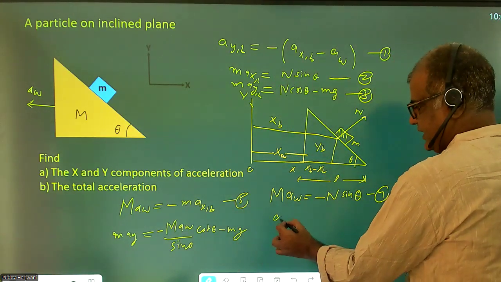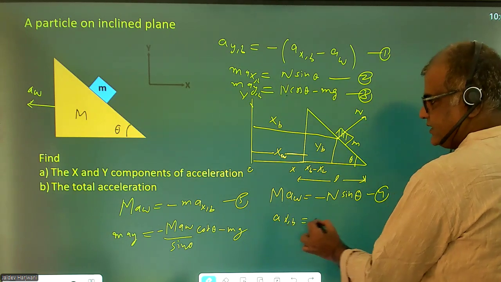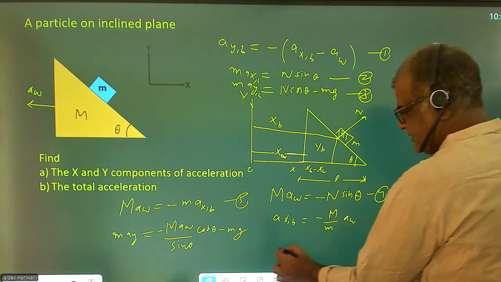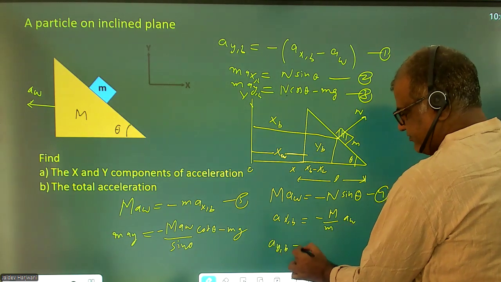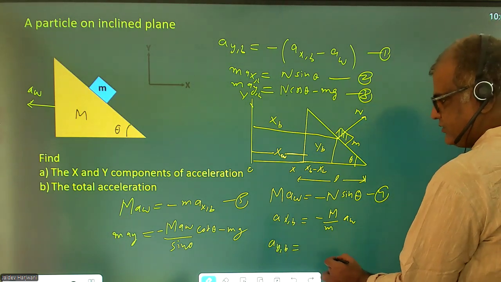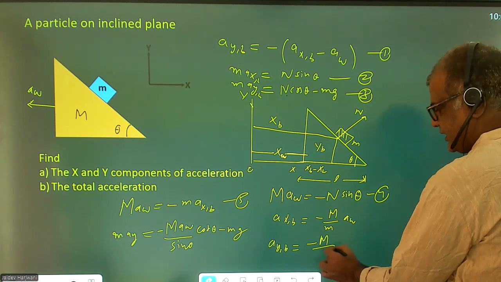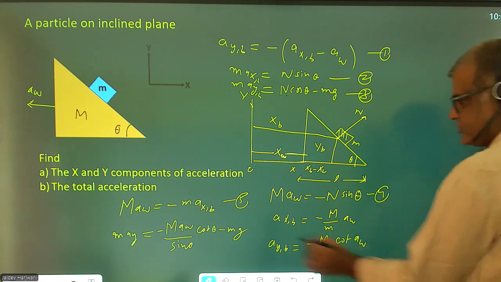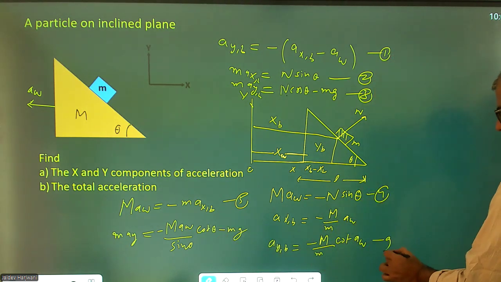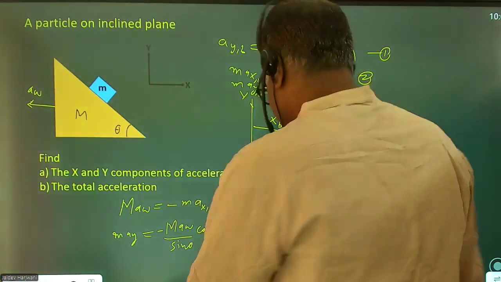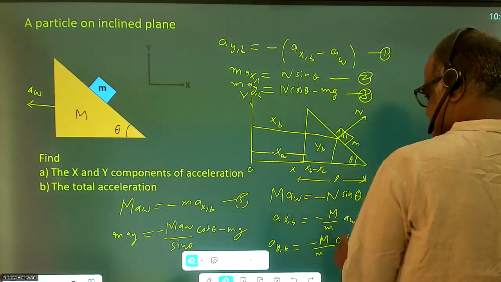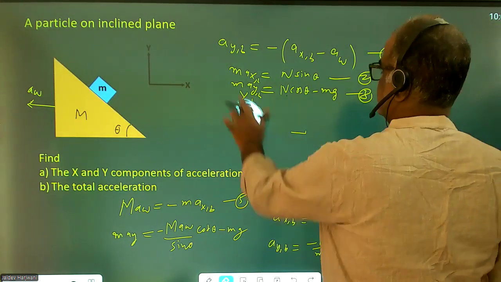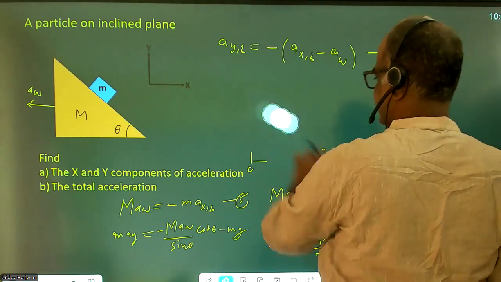So this gives me ax of the block is equal to minus m upon M times a wedge, and the y component of the block is equal to minus m upon M cot theta times acceleration of the wedge minus g. Let us solve these equations now. I have ax and ay in terms of a wedge. We have eliminated the N.